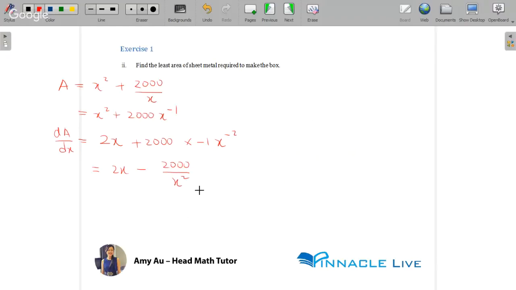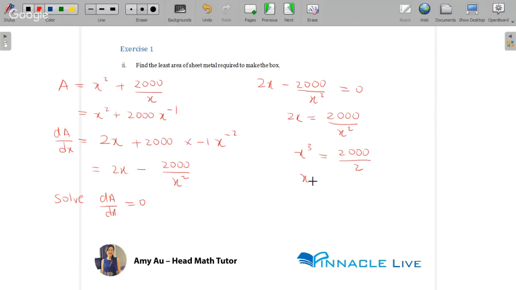All right, so that's it. Now we need to solve it to 0. So I'll do it over here. Move that to the right side. Multiply that. Divide that. And then cube root 1000, which is 10.